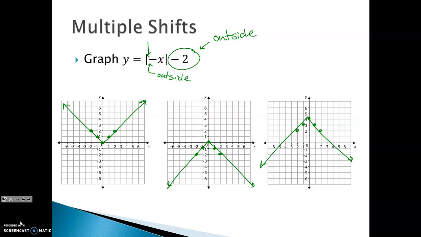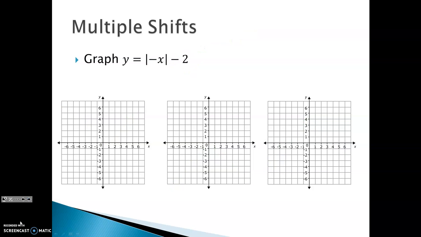Again, pause if you haven't tried this last one. Do this last one on your own. I've got y equals absolute value of negative x minus 2. Okay, we will start with our parent function. y equals absolute value of x, (0, 0), (1, 1), (2, 2), (-1, 1), (-2, 2).